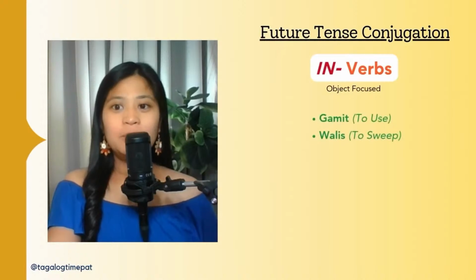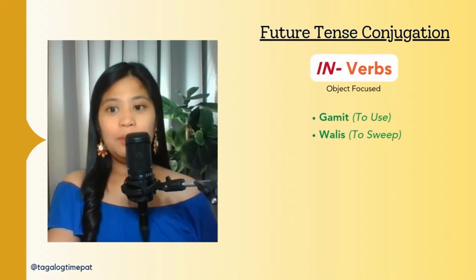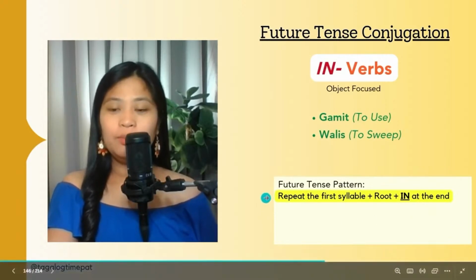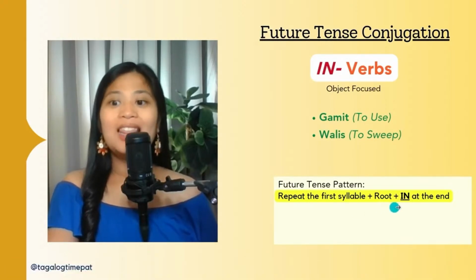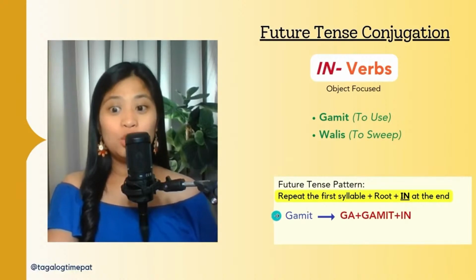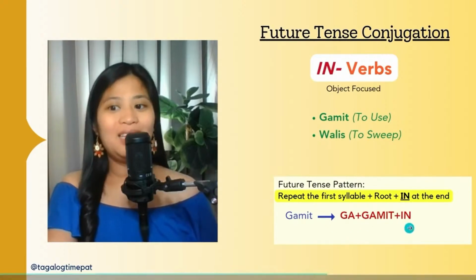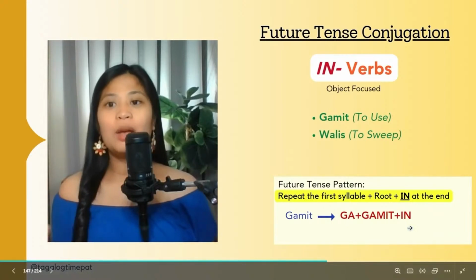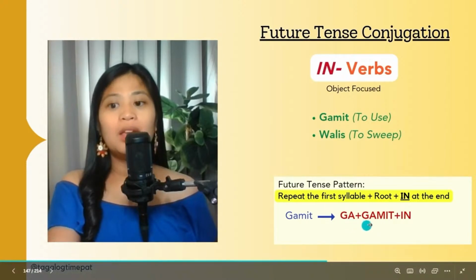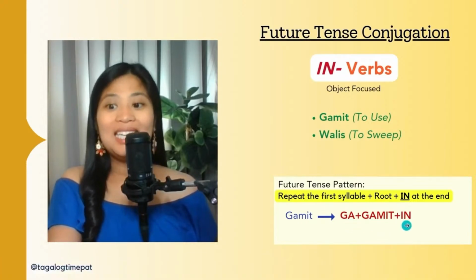Then in verbs, some examples are gamit, to use, walis, to sweep. Now the pattern for future tense conjugation of in verbs is that you have to repeat the first syllable, then it's the root, then in goes at the end. So take a look at the word gamit, which means to use. In the future tense, it would be gagamitin. Gagamitin ko yung kotse. I will use the car. Gagamitin. So you repeat the first syllable, then it's the root, then it's in at the end.